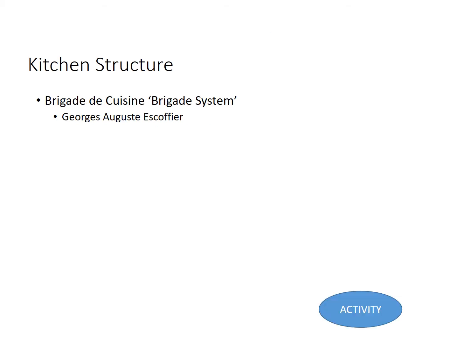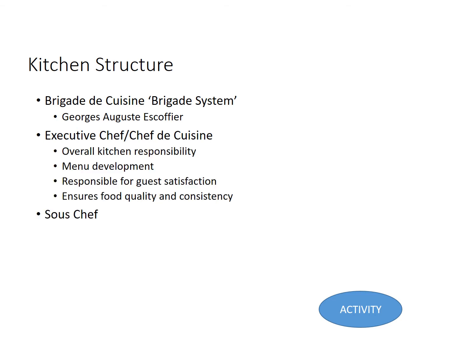So the kitchen structure, the brigade system. So the various structures. We're going to have a look at a few. In the brigade system, we've got the executive chef, chef de cuisine, and their overall responsibility of the kitchen, of the menu development, responsible for guest satisfaction, and ensures the food quality and consistency. And the sous chef again is the second in command, and he runs the day-to-day operations.